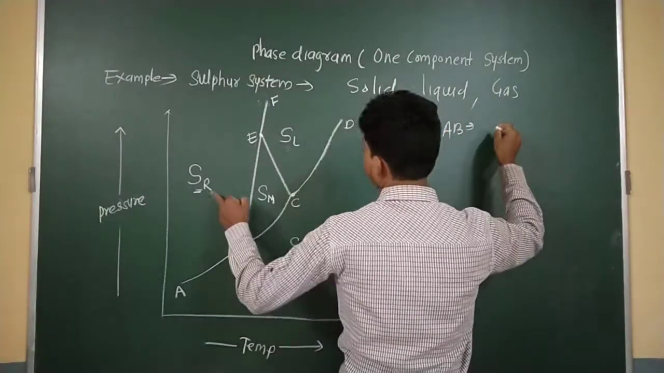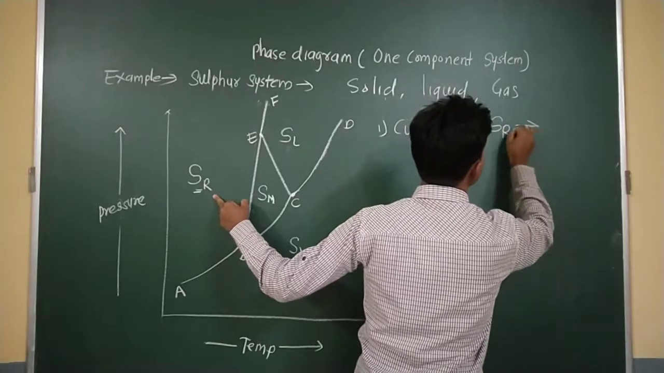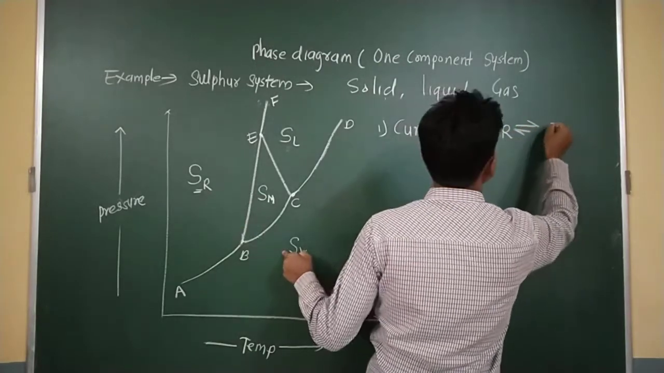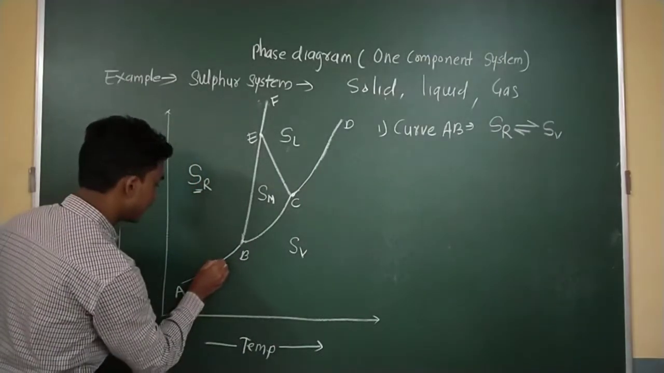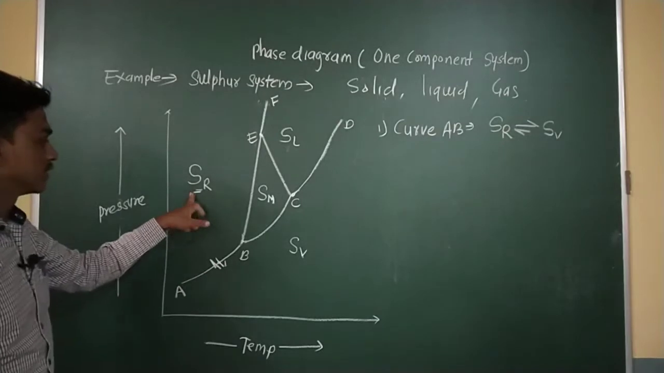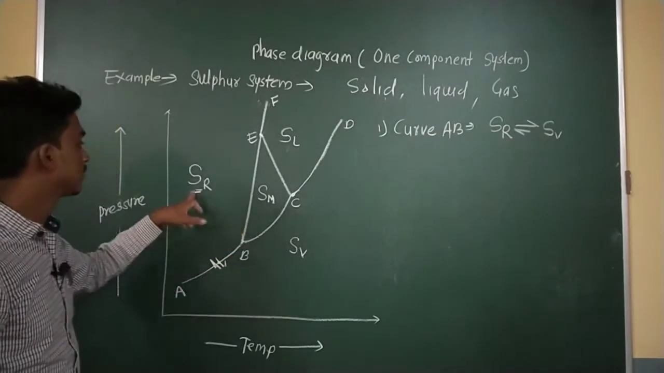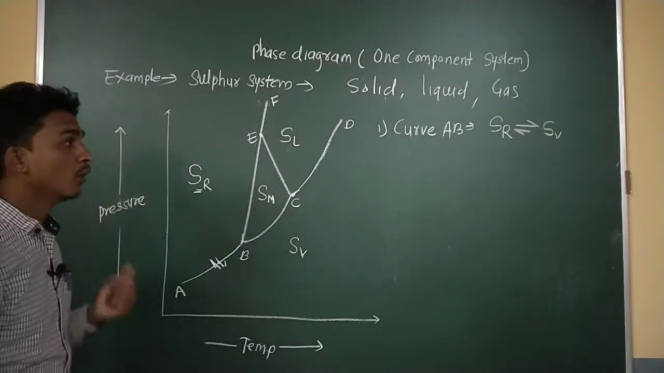Which kind of equilibrium is here? SR is in equilibrium with what? SV. SR is in equilibrium with SV. That means rhombic sulfur is in equilibrium with SV, that is, sulfur in the vapor state.